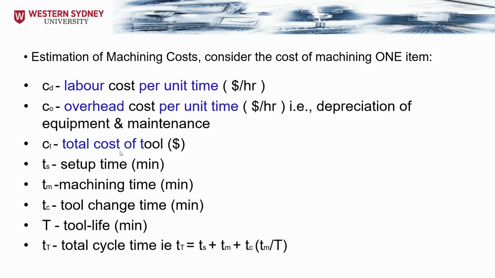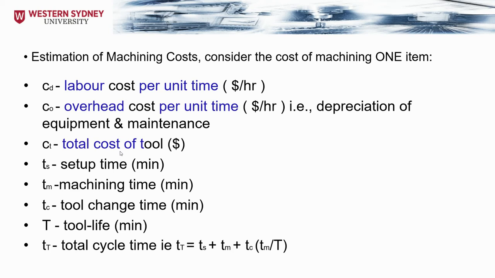So we start first with the estimation of the machining cost. You can find some hints about this part of the lecture from the last week lecture slides. The estimation of the cost, considering the cost of the machining for one item, should include the following parameters. First, the labor cost per unit time, or how many dollars per hour we are going to pay for the worker. Second, the CO, which is the overhead cost per unit time. And this once again is going to be how many dollars per hour. The example for that is going to be the depreciation of the equipment and maintenance costs.